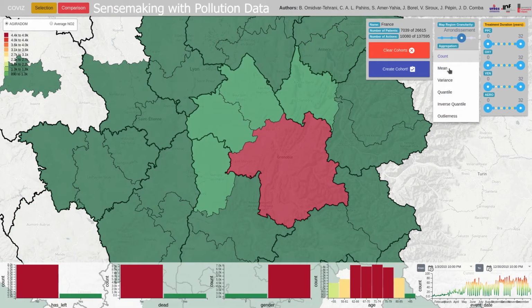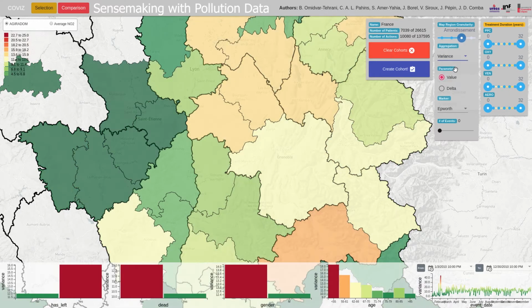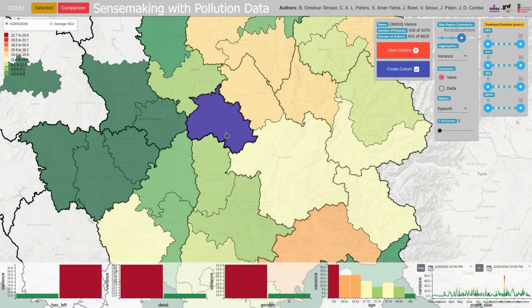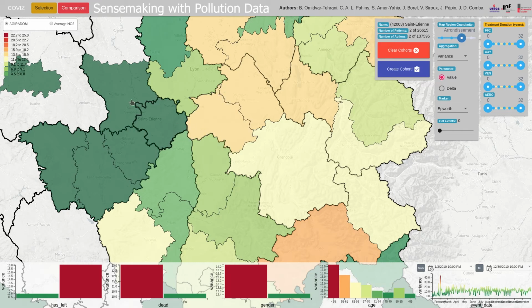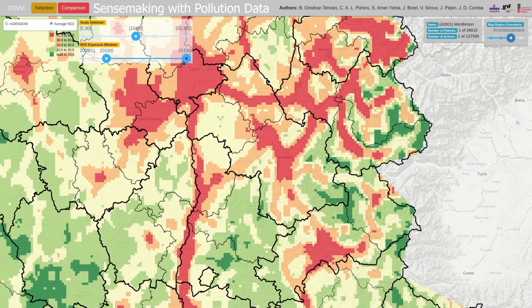We also want to verify that the amount of the nitrogen dioxide pollutant has influenced the daytime sleepiness factor in this area. With an appropriate exposure window, we observed that Vienne was highly polluted then, justifying higher values of the sleepiness marker.